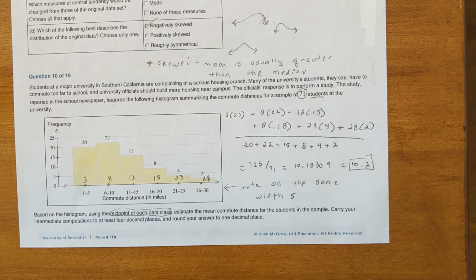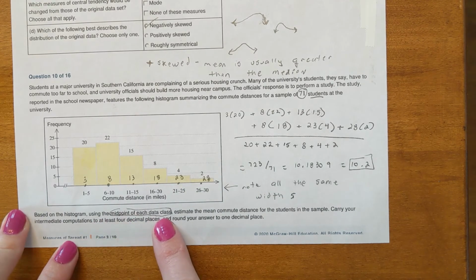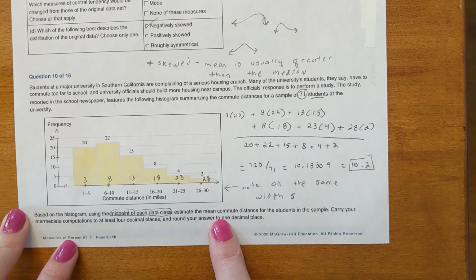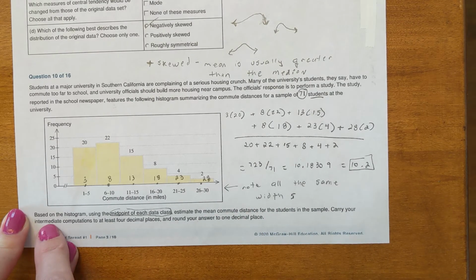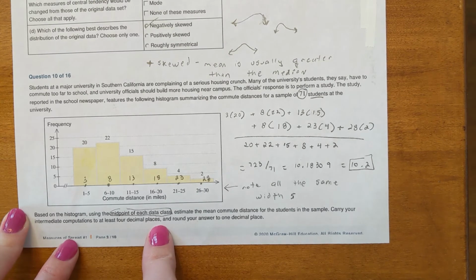A study report in the school newspaper features the following histogram summarizing the commute distances for a sample of 71 students. It says down below, based on the histogram, using the midpoint of each data class, estimate the mean commute time of the students in the sample. Carry any intermediate computations to at least 4 decimal places.